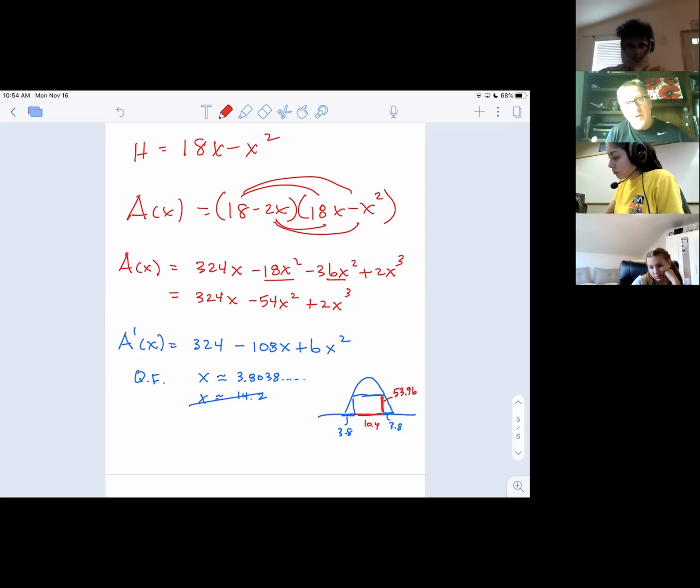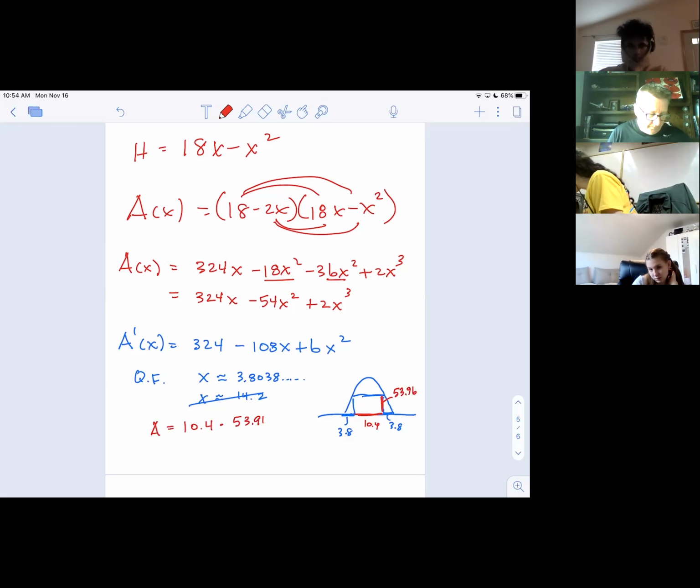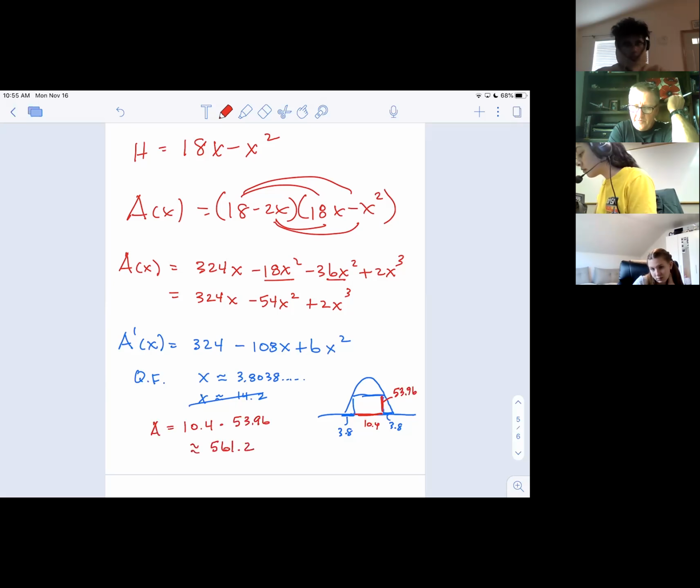Even though I did all the hard math, it might ask what's the area of the largest rectangle. Well, now I got to multiply 10.4 times 53.96, which is 561.2 approximately. And again, that'd be square centimeters, square inches, whatever.